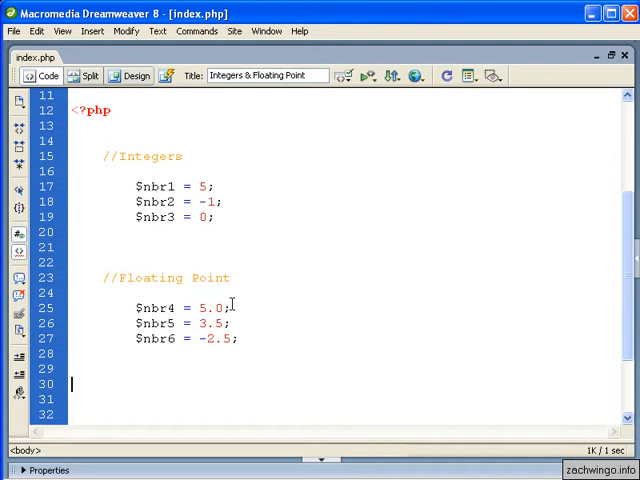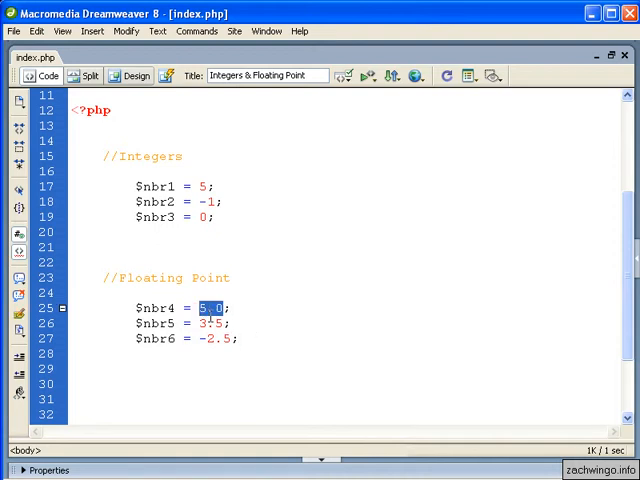Floating point numbers are simply decimal numbers. Numbers that have a decimal point in them, and then some value afterwards. So at the very least, they have a zero afterwards. So 5.0 is a decimal number or floating point value. 3.5 and negative 2.5. Pretty much the same rules apply. They can be positive or negative, except floating points can hold much larger values than integers.